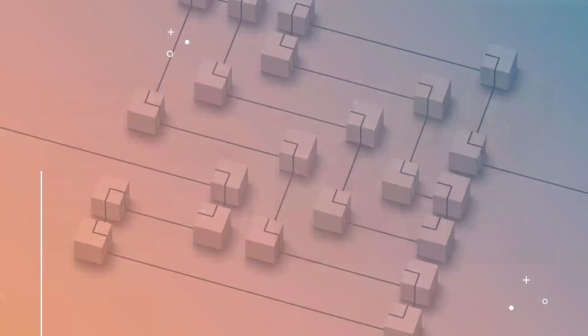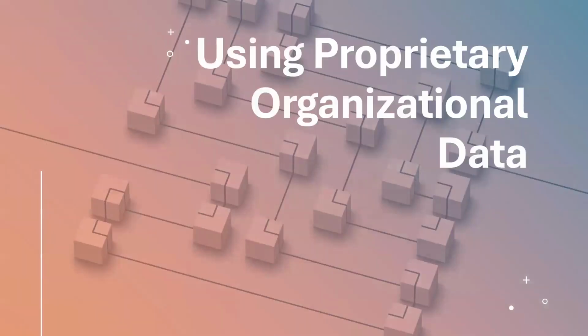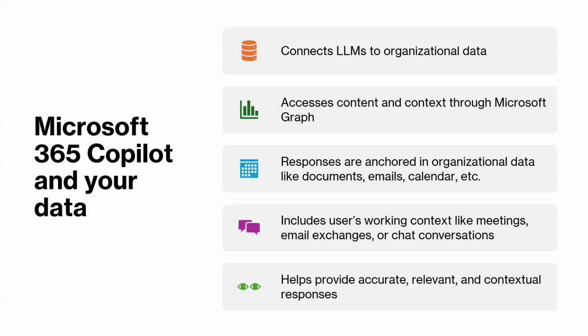Jumping right into it. First of all, let's talk about what data is being used and how it is being used by Microsoft 365 Copilot. Microsoft 365 Copilot connects, again, those large language models, the LLMs, to your organizational data, and it does this through Microsoft Graph. If you're not familiar with Microsoft Graph, I'm not going to go into it in any depth here, but it is essentially the gateway to the data within Microsoft 365.